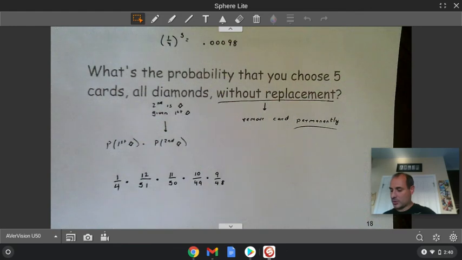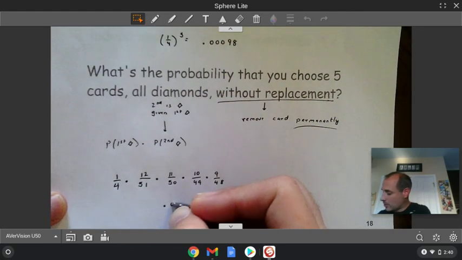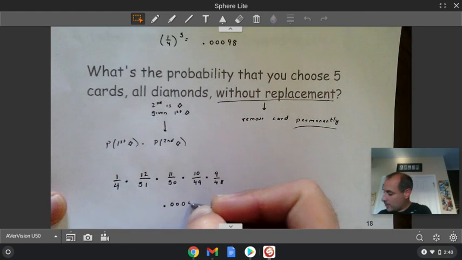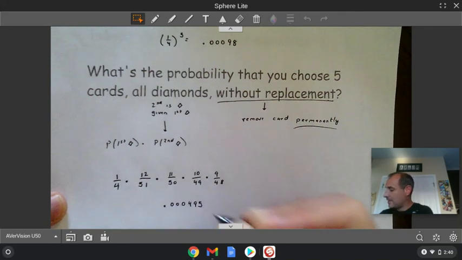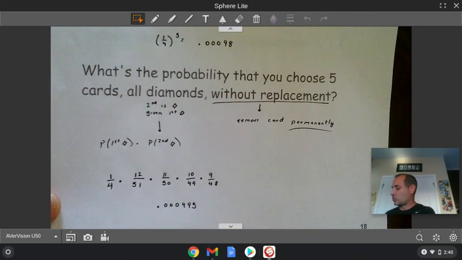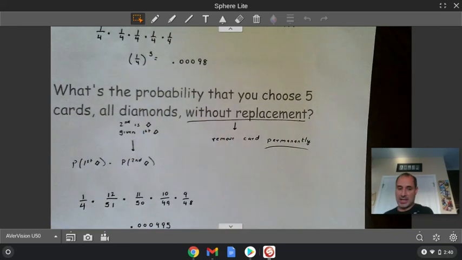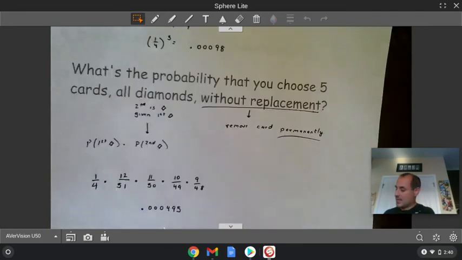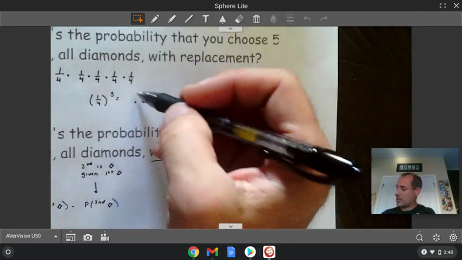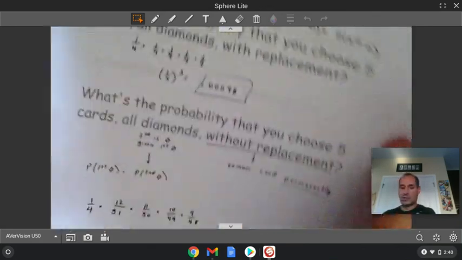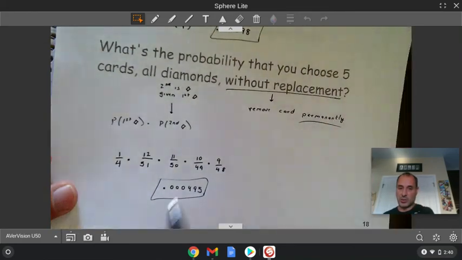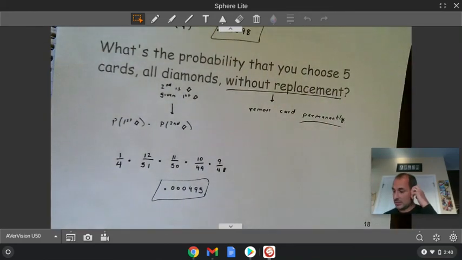I'm going to determine that the total probability is 0.000495. So essentially a little less than half of the previous answer. This is much less likely to occur than this. And if you think about that, that should make sense that it is less likely to occur because there are less diamonds in the deck. Okay?